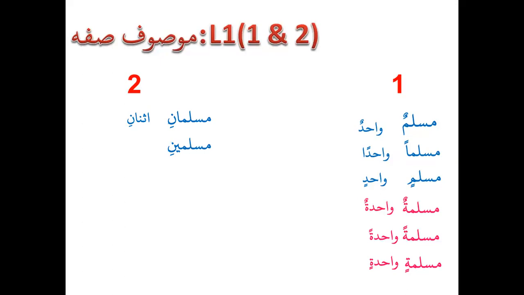Muslimayn ithnayn. Excellent. And how will you write it in feminine? Muslimatani ithnatani. And then your Nasab and Jar would be? Muslimatayn ithnatayn. Excellent. So this is your 1 and 2.